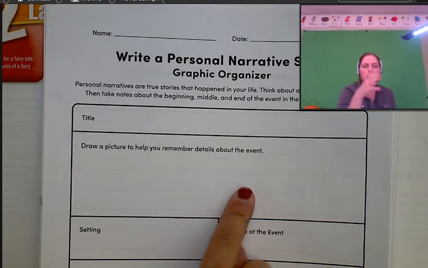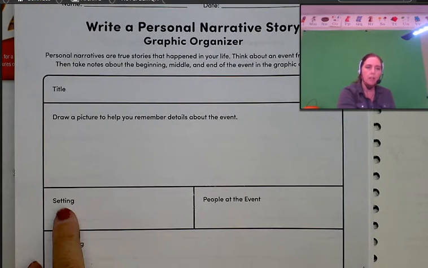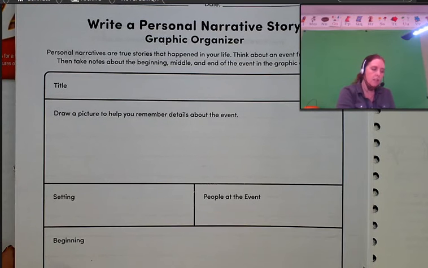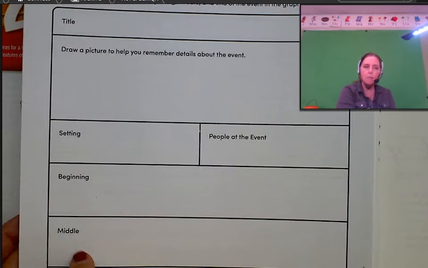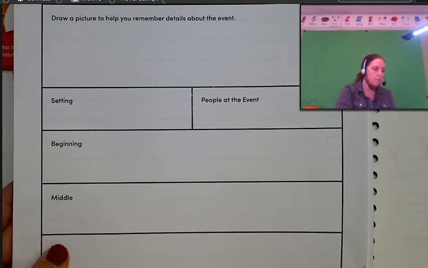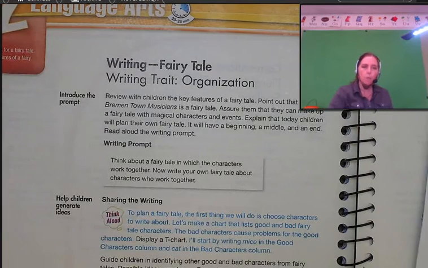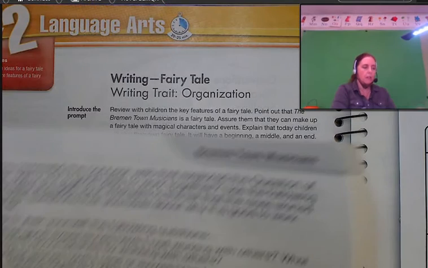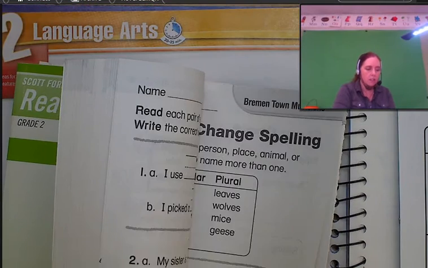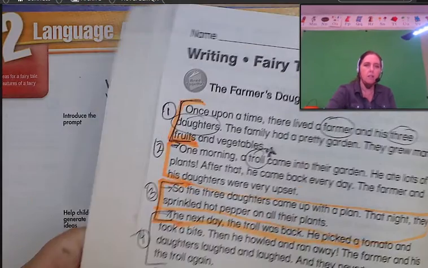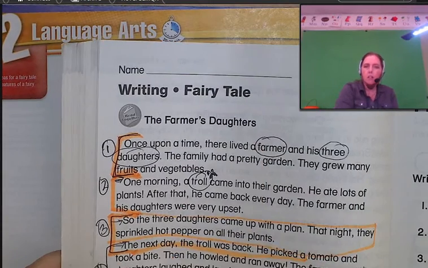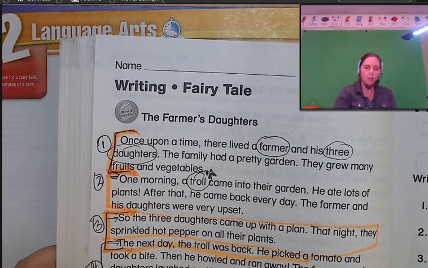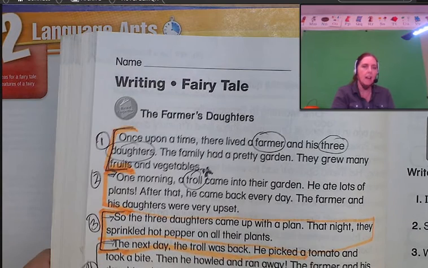So whatever story you're thinking to write about, your setting, the characters or the people at the event, what happens in the beginning, what happens in the middle, and what's going to happen at the end. And remember how we just did that page together about the farmer's daughters? So again, you could make your own fairy tale off of this story. Remember how I told you could change it and make it funny, make it different, add to it, take away from it.